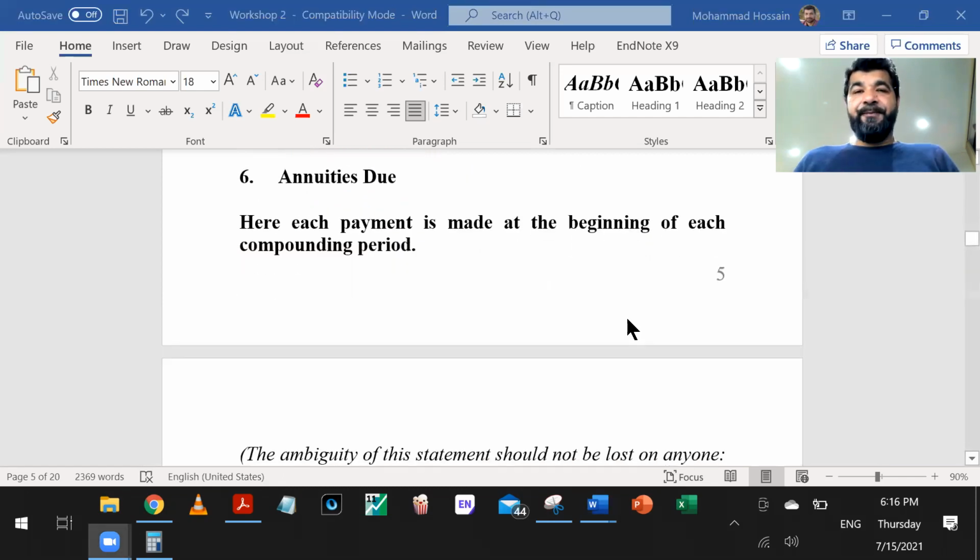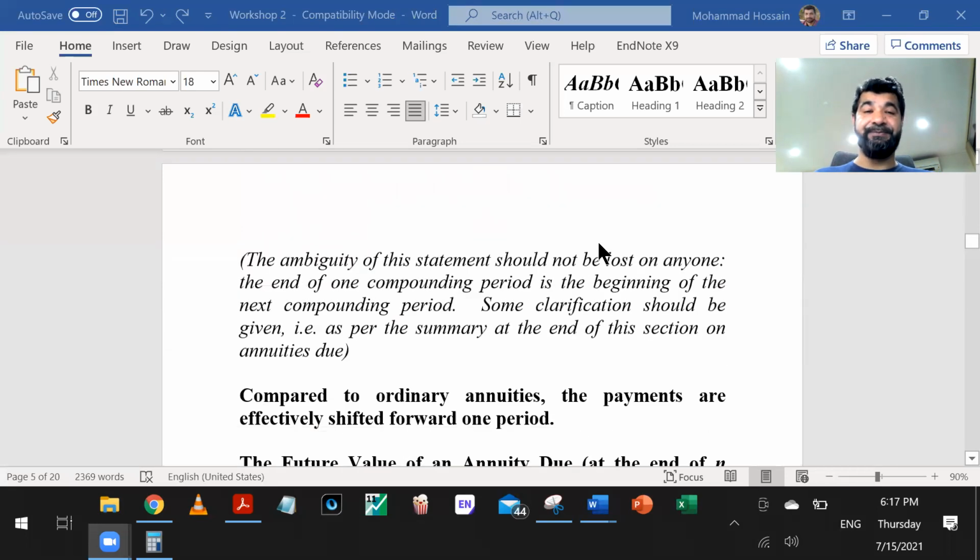Annuity dues now. Annuity due is when the payment is made at the beginning of the accounting period, right? So here each payment is made at the beginning of each compounding period. This time we are going to check that the payment is made at the beginning, not at the end. When it's at the end, it is ordinary annuity. When you do it at the beginning, it is called annuity due.